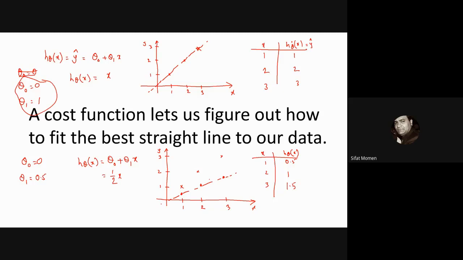What do you think? Did it predict well or did it not predict well? For example, when x is 2, it predicted a value of 1, which is here, but the actual value is 2, right? When x is 3, it predicted 1.45, but the actual value is 3, correct? So isn't there an error in prediction? Yes, sir. There is an error in prediction.